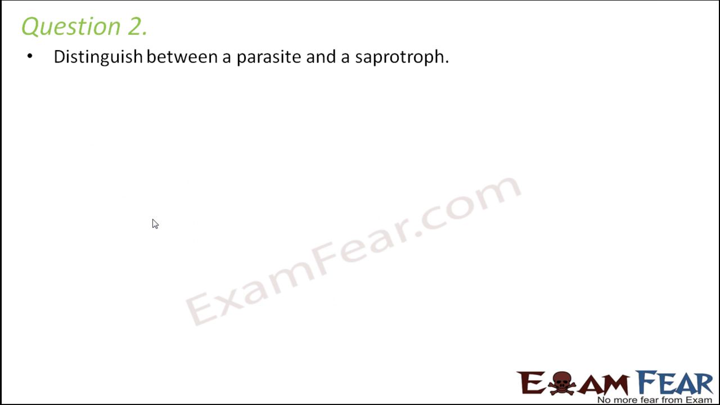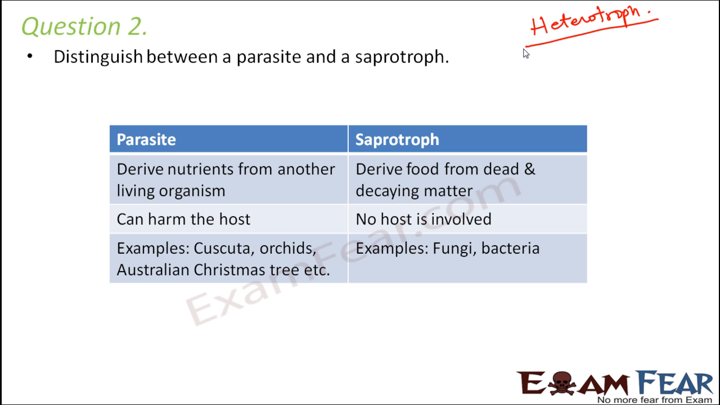Question number 2. Distinguish between a parasite and a saprotroph. Now, a parasite and a saprotroph, what is the similarity between these two? Both of them fall under the category of a heterotroph. That is, both of them depend on some other organism for their food. But when you talk about the difference, parasite derives its nutrients from another living organism. And what is that living organism called? That is host. Whereas saprotroph, they derive their food from dead organism.